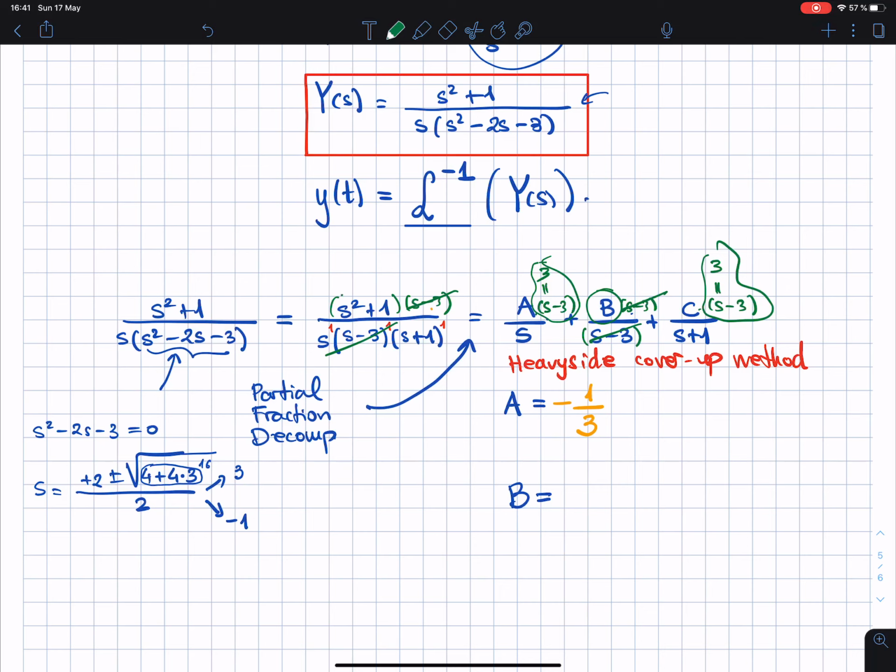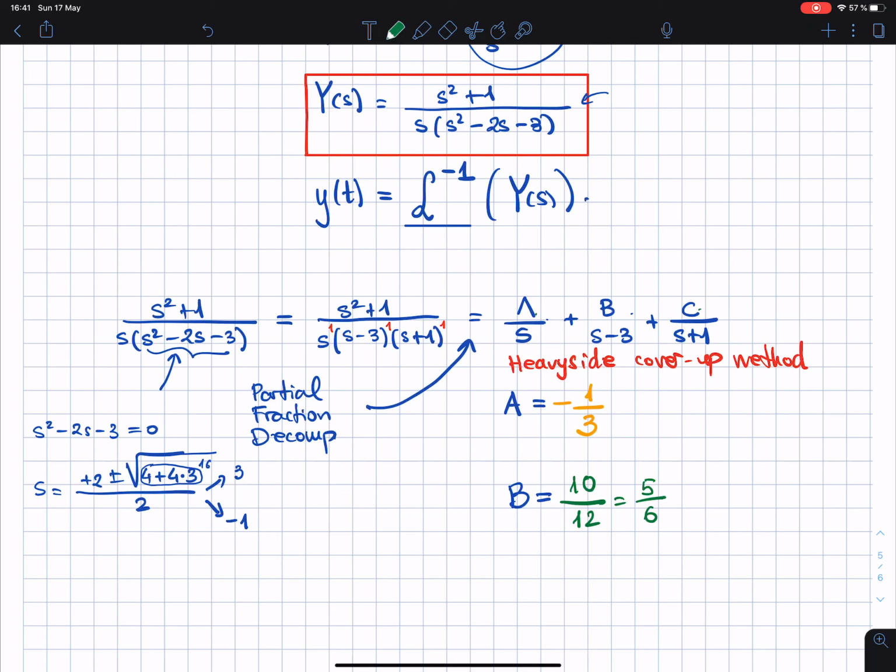And in the left-hand side, okay, s is equal to 3, so s squared is 9. This s is 3, and here 3. So the result is 9 plus 1, that's 10, divided by 3 times 3 plus 1, which is 4. So 3 times 4 is 12. So that's 5 over 6. And now we will do the last one, okay? I'm explaining the Heaviside coverup method because it's very fast for simple roots.